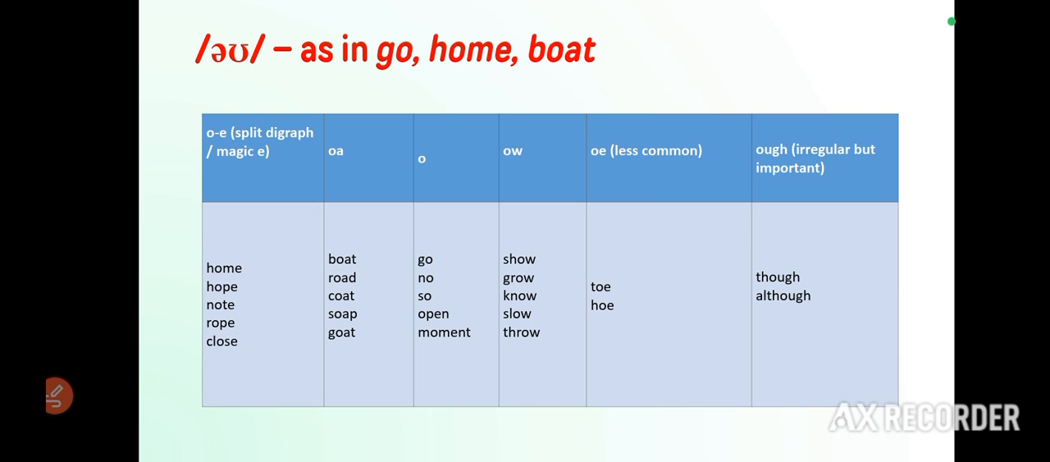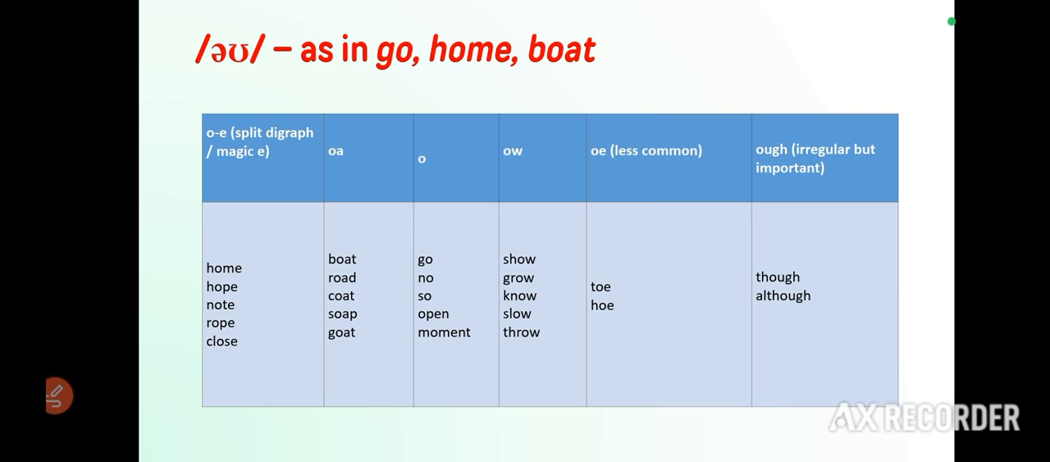Okay, so it can appear when it's split between the O and the E as in home, hope, note, rope, close. Okay, when it's spelled OA, it can appear like OA.